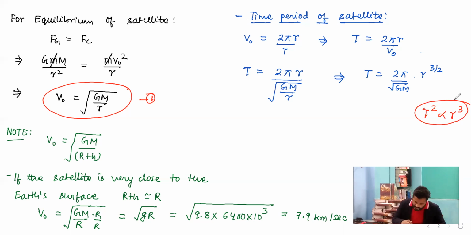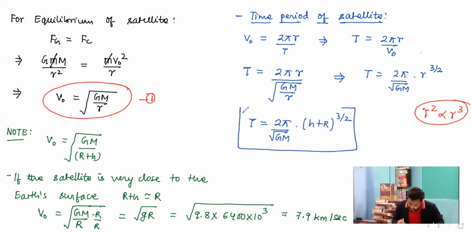And if I modify this expression in terms of height, I can say that T equals 2 pi by root over GM, into r, which can be written as (R plus h), to the power 3 by 2. So this is the expression for the time period of the satellite, which is moving at a height h above the surface of the earth.